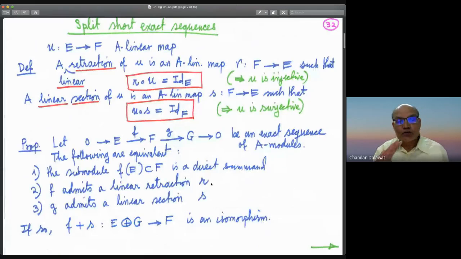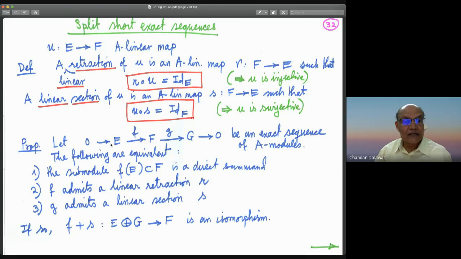Now there's this notion of a split short exact sequence, right? A short exact sequence, recall, is something which is of the kind 0 goes to E, goes to F, goes to G, goes to 0. That's a short exact sequence.